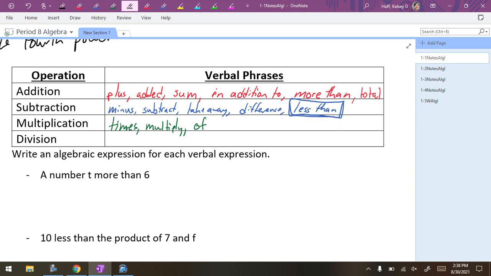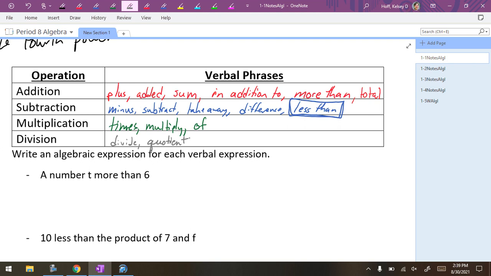Division. Divide. There's one other one. Starts with a Q. Quotient. Honestly, those are probably what you're going to see. There's not a lot of variation in that. Okay? So on your own, now we're going to go the opposite direction.